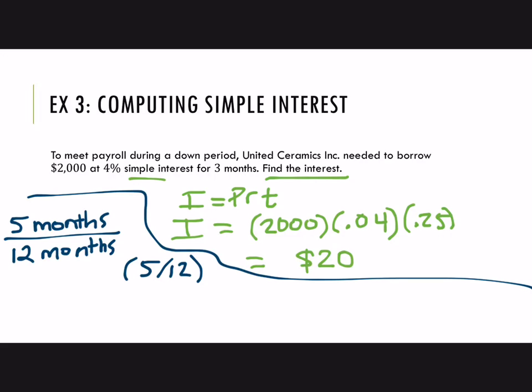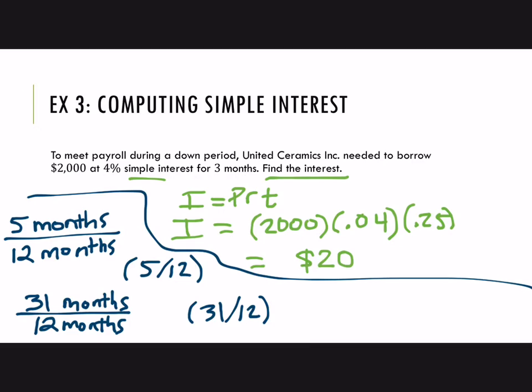Alright, and then what about something like maybe 31 months? Okay, well, same thing. This is more than a year. It's more than 12 months, but I can still divide by 12 months, and that would tell me how many years I have. Alright, so again, this is 2.58333 repeating, so I would just leave this as 31/12 when I go to enter that for the years.